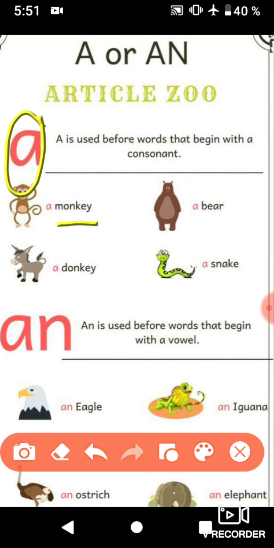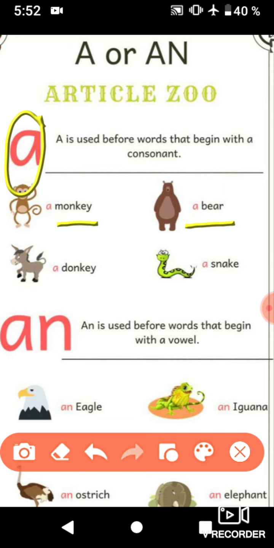Okay, I'm telling you that it is just the sound. The first word is monkey. What is the sound of the first word? It is an M sound. So we say monkey. We are using the article a before a consonant sound. Okay, perfect. So in this case it is correct if we say a monkey.